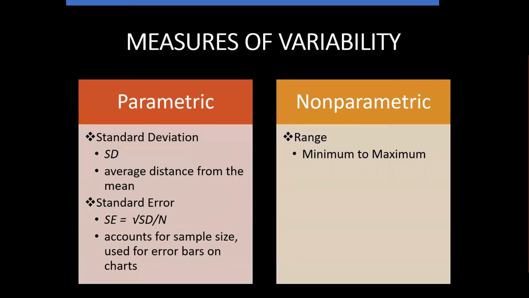So we've also got measures of variability. The options for those, if you're talking about parametric statistics, is the standard deviation, which is abbreviated SD in italics, is the average distance from the mean of the distribution. The standard error, right, it accounts for the sample size. Here's the equation for it, and you can see that sample size is included. So the sample size contributes to the standard error.